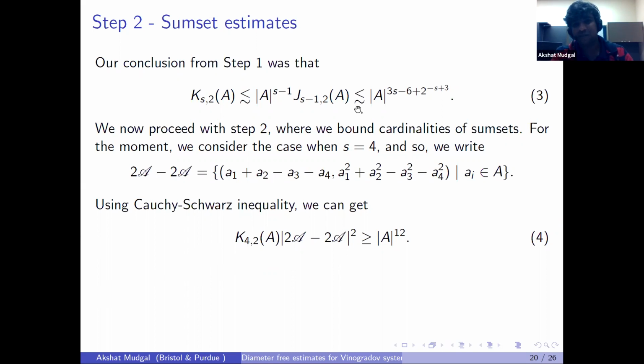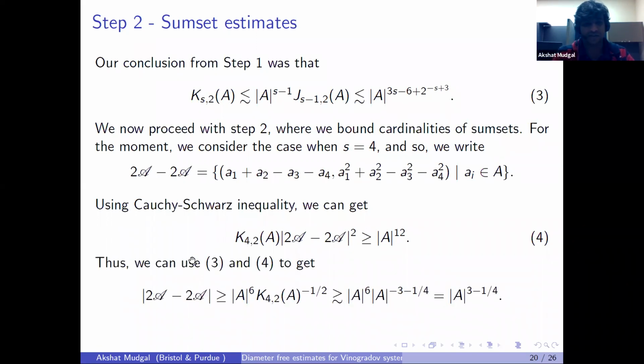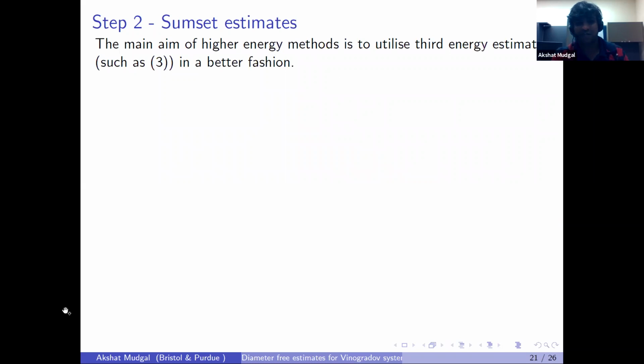And because we have upper bounds on the third energy, we can plug them here to get lower bounds for the sumset. So when we plug in these third energy bounds, we show that the sumset 2A minus 2A is at least A to the power 3 minus 1 by 4, which is a nice bound. But we are actually being quite wasteful. We worked this out with a lot of hard work, and then we're just applying a Cauchy-Schwarz to get this sumset bound. And so this is the main motivation of higher energy methods.